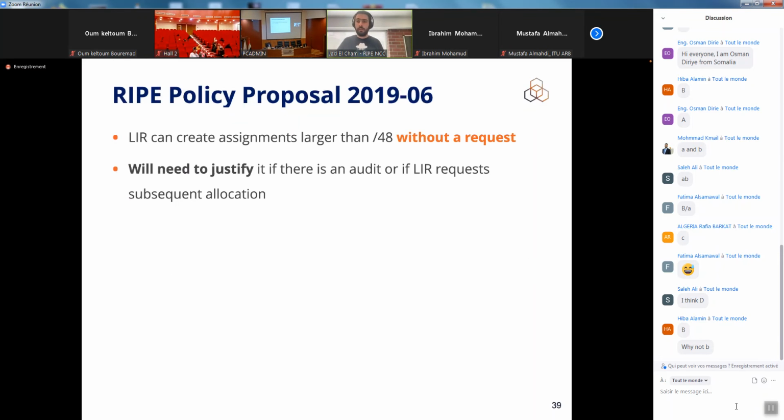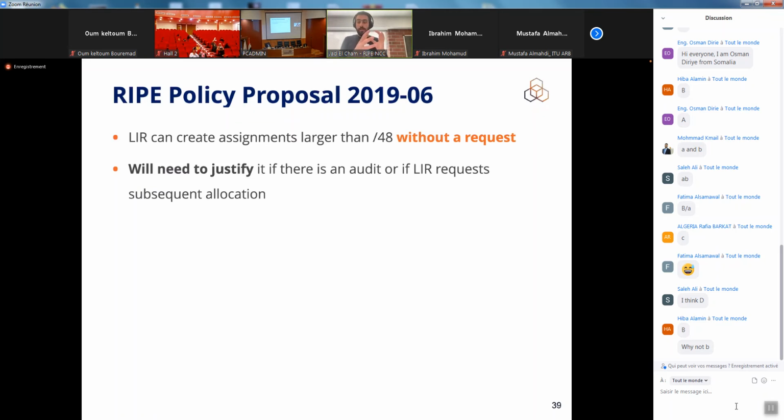But in 2019, there was a policy proposal that was adopted from the RIPE community that says, okay, you know what? You want to give your customers more than /48, feel free, do so. Don't submit a request form, but document it for your own purposes. Because at some point in the future, if you ask for additional IPv6 space, or if we are doing an audit to your organization, we are going to ask you, please let us know why did you give this customer that big of an address space. Okay? So this is the process right now.